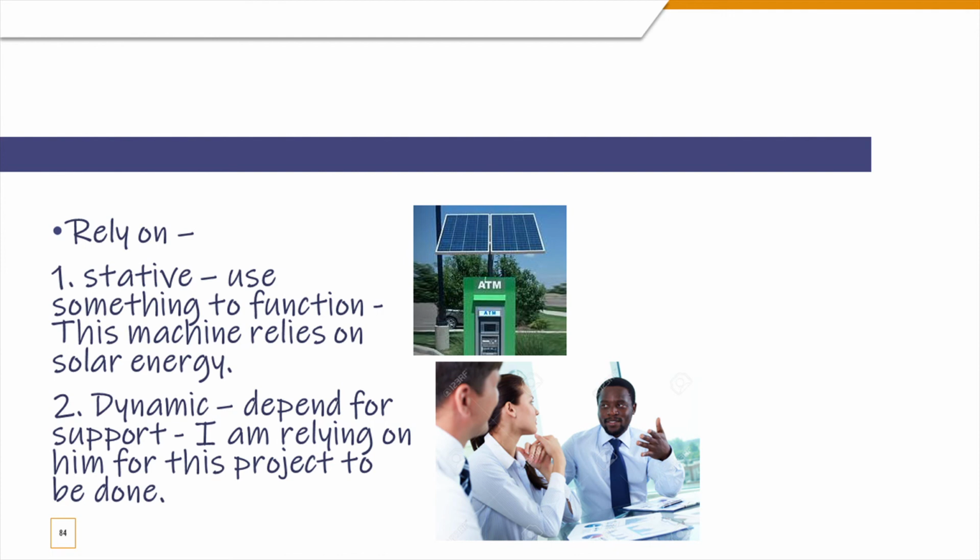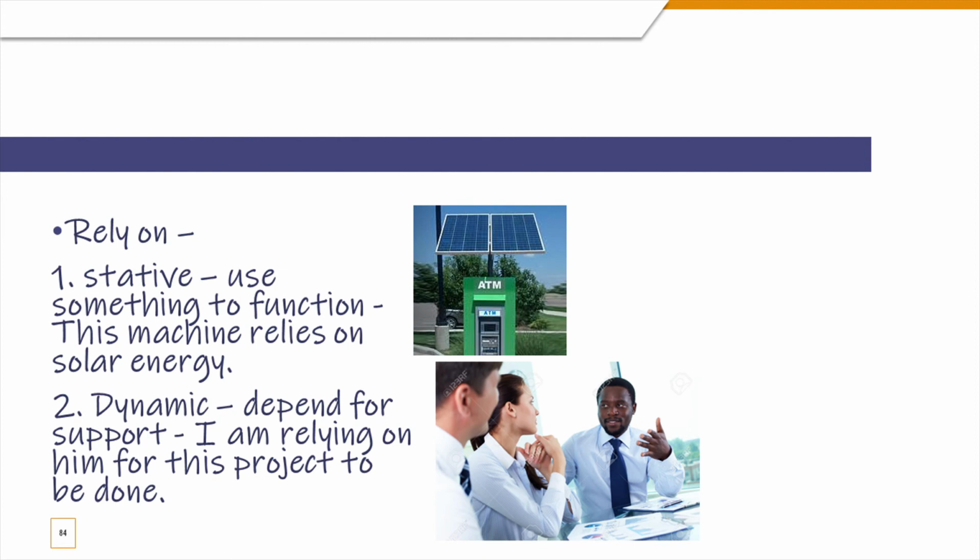So it relies on. The second meaning is dynamic, where you depend on something for support, something or someone. So here in this example, I'm relying on him for this project to be done. So you are depending on him, or you believe, or you're completely dependent on that person for that project to be done. Okay, so I'm relying, because it's a dynamic meaning, you can go on and use the continuous tense.